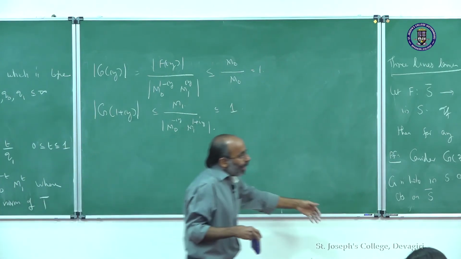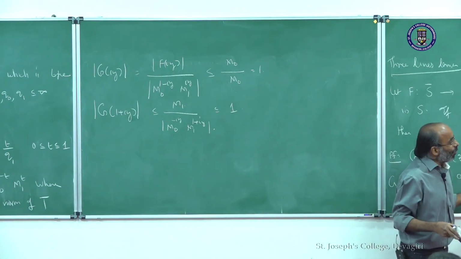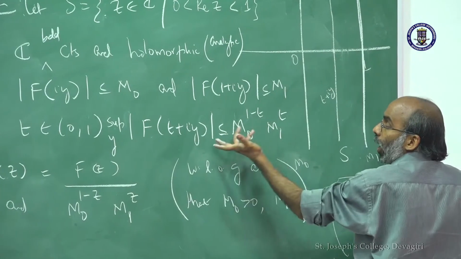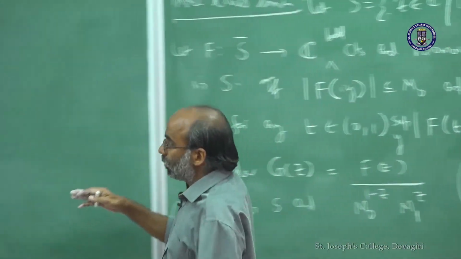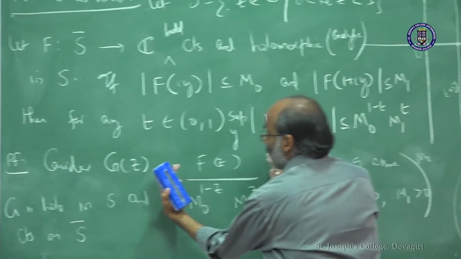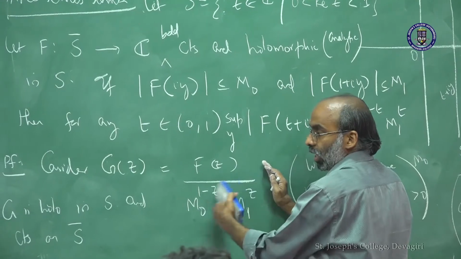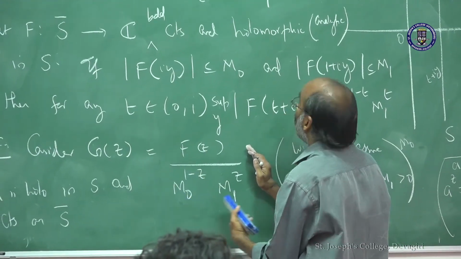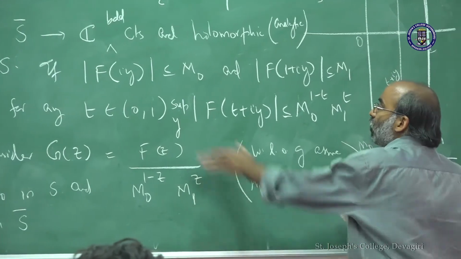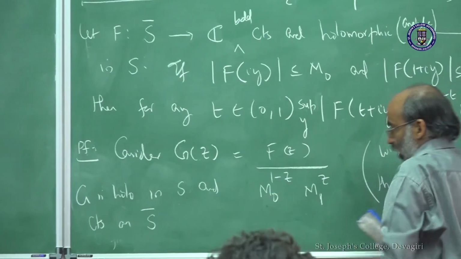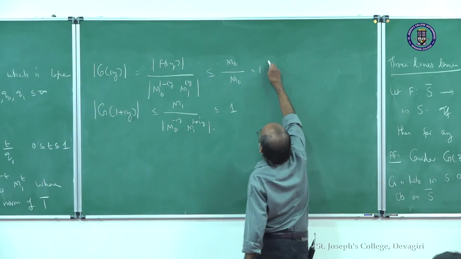All that I have done by dividing by this function is that I now have a continuous bounded function on the strip whose bounds are 1, and I want to prove this inequality where now m0 and m1 are 1. Because if I prove that this is less than or equal to 1, I will have m0 to the 1 minus t and m1 to the t. The imaginary part goes away because modulus is 1. So it is enough to prove the theorem for m0, m1 equal to 1. That is what we have done by reducing it.